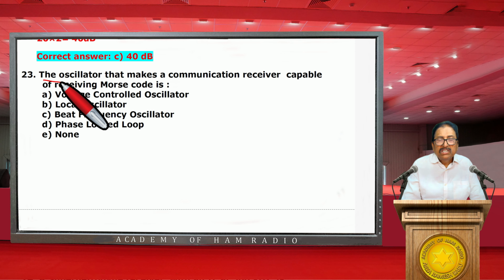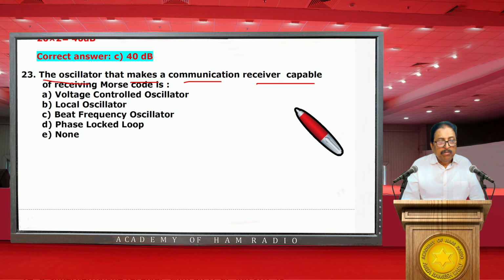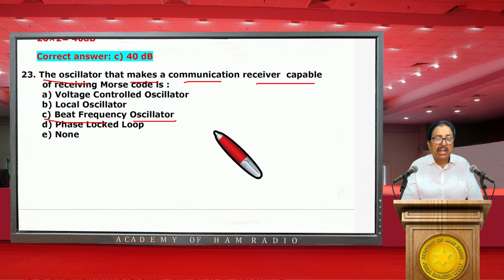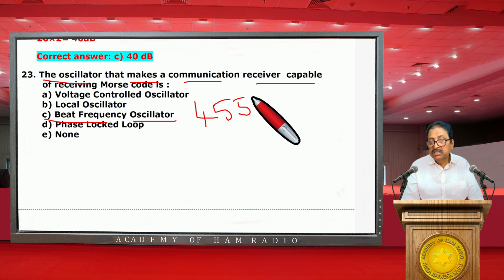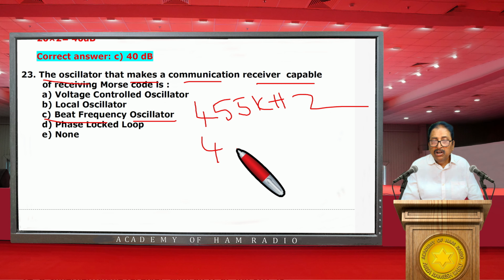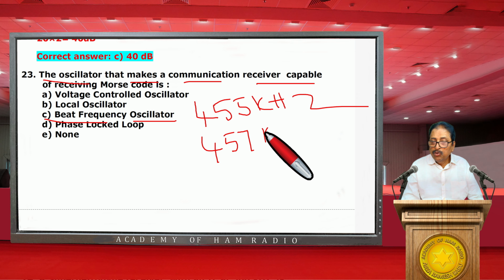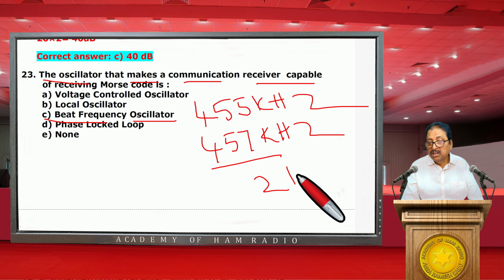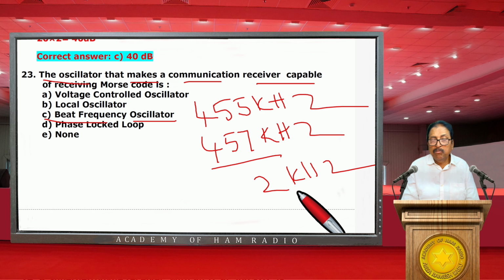The oscillator that makes a communication receiver capable of receiving CW signals is the beat frequency oscillator. The beat frequency oscillator operates near the intermediate frequency. Suppose, for example, the intermediate frequency is 455 kilohertz and the beat frequency oscillator operates 2 kilohertz plus or minus from it, at 457 kilohertz. So the difference is 2 kilohertz, and this frequency will be in the audible range.